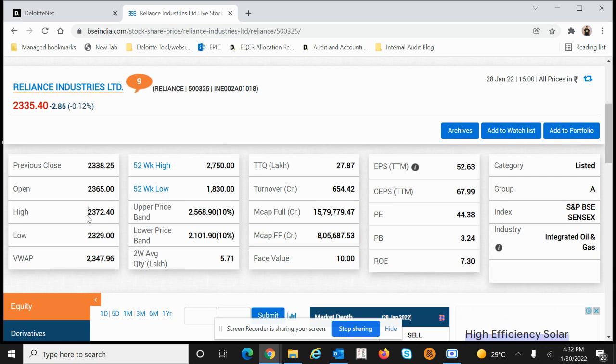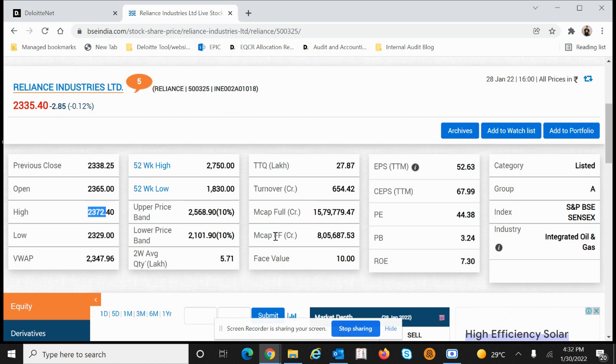What is the day high? Then 2375. Day low. What is the volume weighted average price? What is the 52-week high of Reliance? What is the 52-week low of Reliance? What is the upper band? Upper price band means the upper circuit. Lower price band means the lower circuit. What was the total traded quantity? The turnover in crore. What is the market cap of Reliance? And what is the market cap FF?